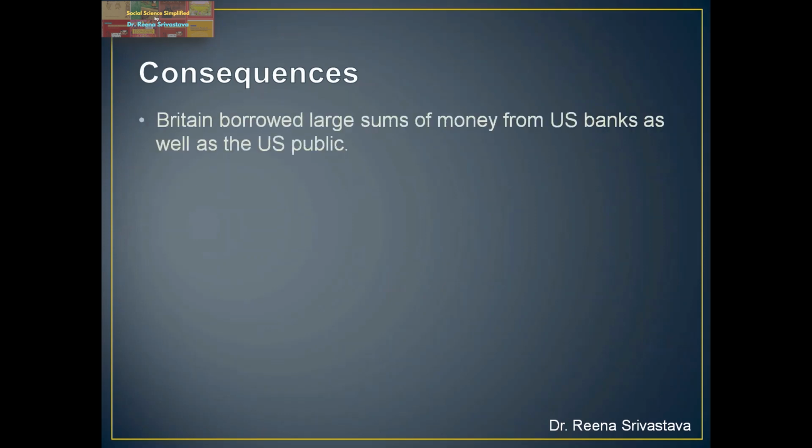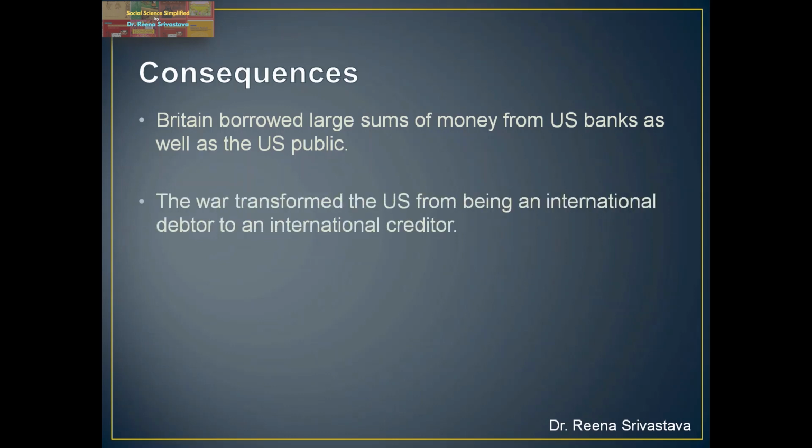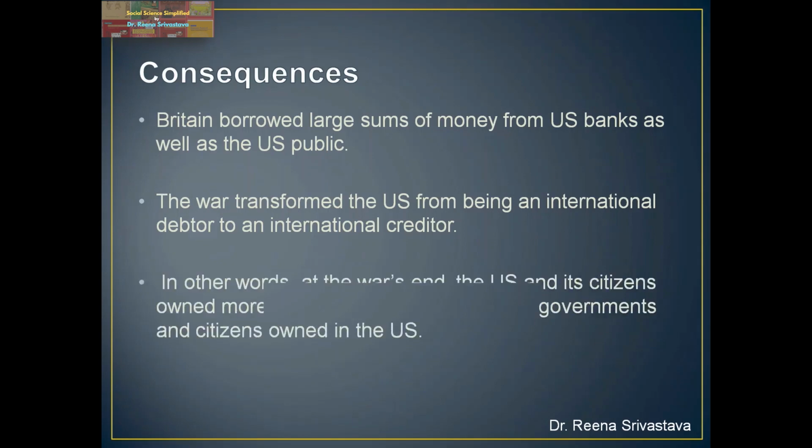And if you see the consequences, Britain borrowed a large sum of money from US banks as well as the US public. The first world power of the world was actually Britain. Britain became the first world power, we can say superpower, through industrialization. But during the First World War, its economy declined. It became an international debtor. But the war transformed the position of the US. The US emerged as a superpower, as a military power and economic power. And the US transformed from being an international debtor to an international creditor.